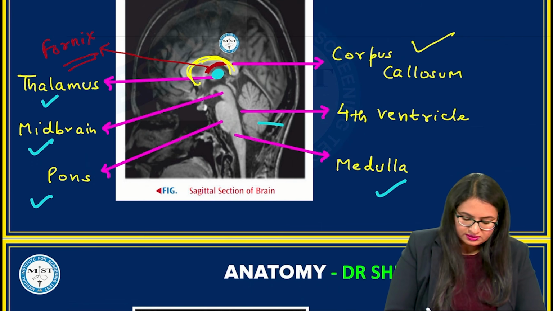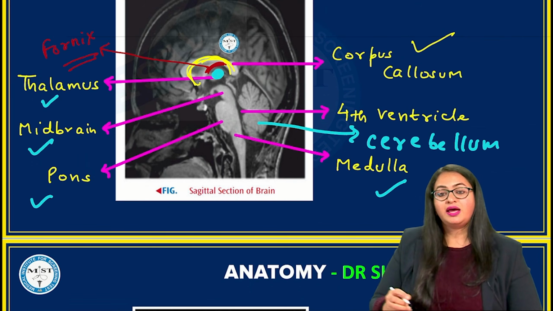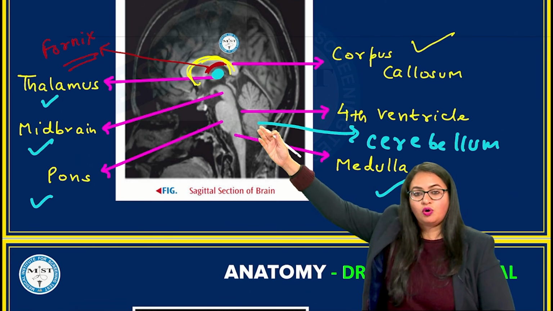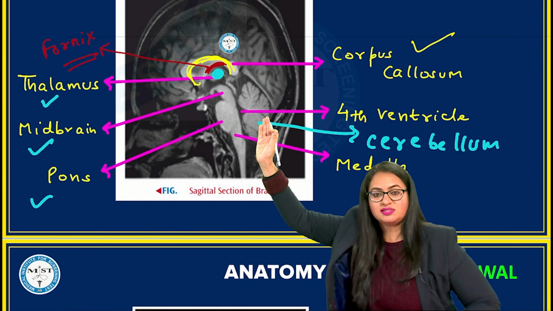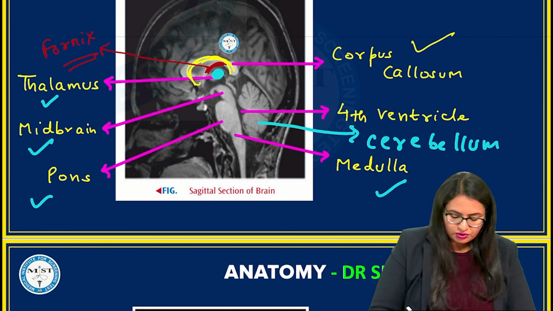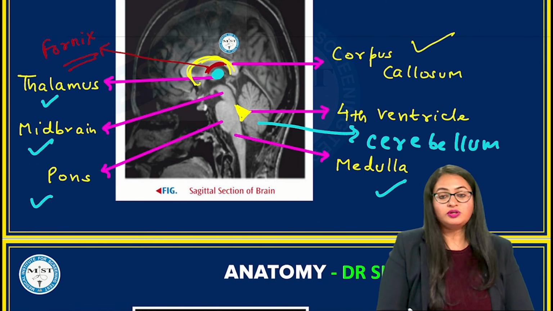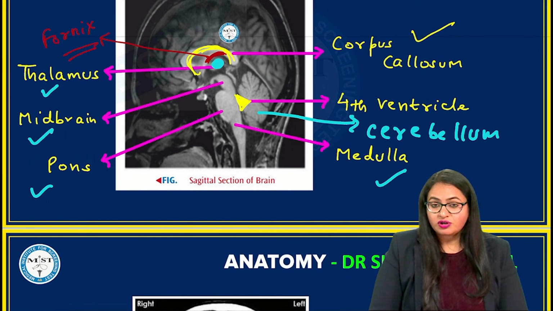So this structure over here is cerebellum, and between the cerebellum and the pons, this is the pons and this is the cerebellum, between it you have a triangular area which is known as fourth ventricle. Okay, this triangular area is the fourth ventricle. So a very, very important section.